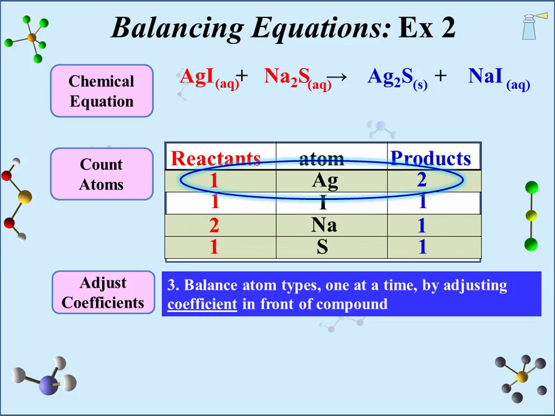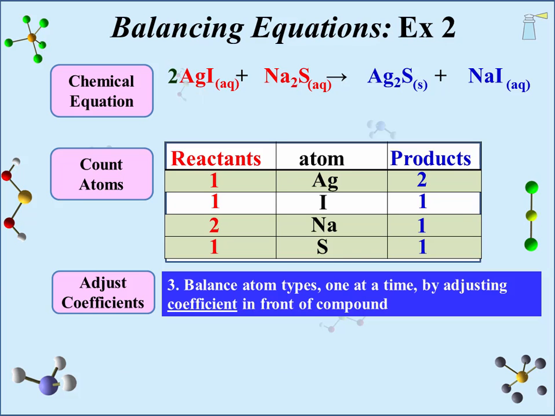The next question is whether to adjust the coefficient in front of the silver compound in the reactants or in the products. There are more silver atoms in the products, so balancing will come by increasing the coefficient on the reactant side. There is an implied 1 subscript on the silver. What coefficient is needed that when multiplied by the subscript of 1 gives a value of 2? That, of course, is 2.